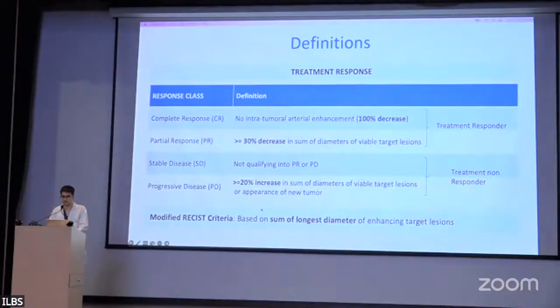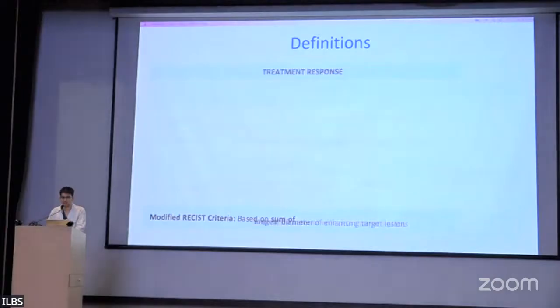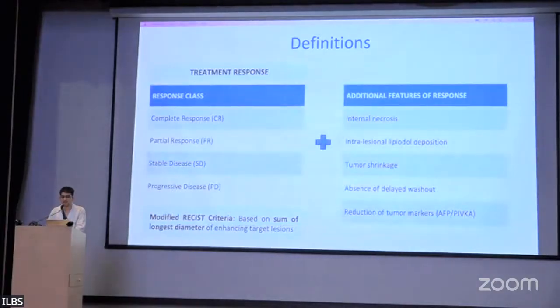So the definitions: the treatment response was based on the modified RECIST criteria, and it was categorized into complete response, partial response, stable disease, and progressive disease. However, additional features were also considered as there was hypo-enhancement. So the additional features of response which had to be considered were internal necrosis, intralesional lipiodol deposition, any shrinkage in size of the lesion, absence of delayed washout, and reduction of tumor markers.